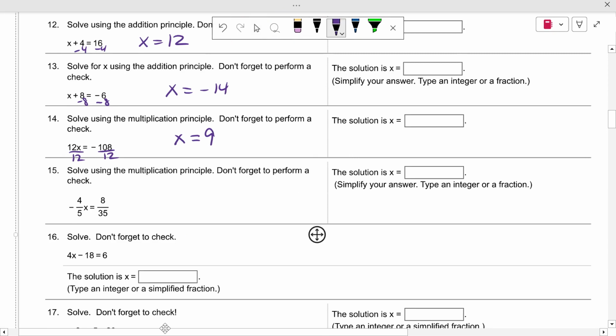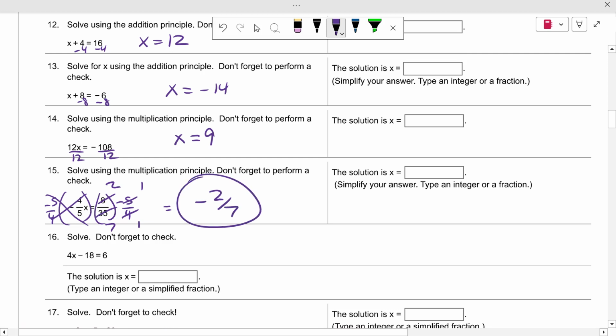Here, you could divide by negative 4/5 or multiply by negative 5/4. So if it cancels there, 5 goes into 35 7 times. 8 goes into 4 2 times. So it's negative 2/7.